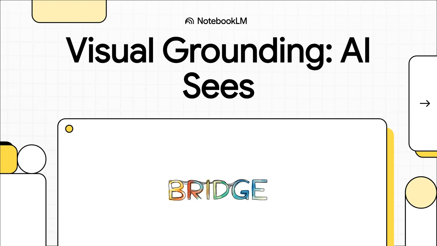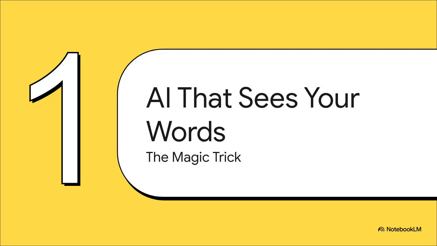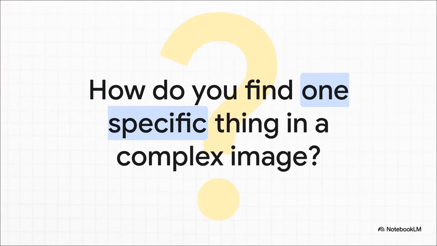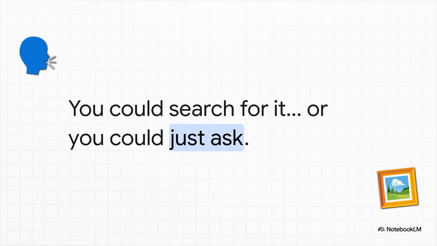First up, I want to show you something that, honestly, feels a bit like a magic trick. It's the perfect way to see what this project is really all about. So let me ask you this. You've got a super cluttered photo, right? Stuff everywhere. How would you even begin to tell a computer, hey, find that one specific thing for me? I mean, you could spend forever with cropping tools or maybe some complicated search filters, but what if you could just skip all that? What if you could just ask in plain English?